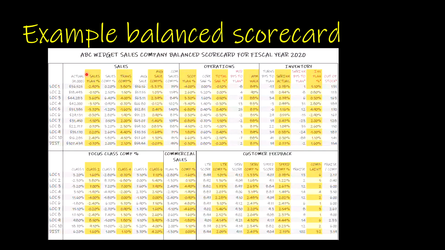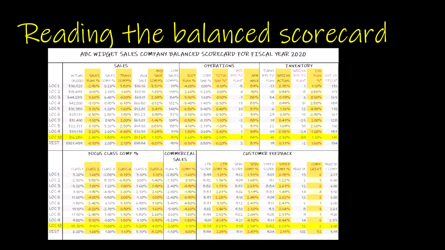Okay, up on the top, you see we've got a section devoted to sales, a section devoted to operations, a section devoted to inventory, which would again be tied to operations. We have our customer section down here, and then a couple more sales sections over here. Ultimately, there's roughly about 30 different metrics displayed on this particular example of the balanced scorecard. And what we're going to do here as we move forward is walk through how to read the balanced scorecard. So I've highlighted location 10, and we're just going to go through location 10 metric by metric to understand what all these different things mean.